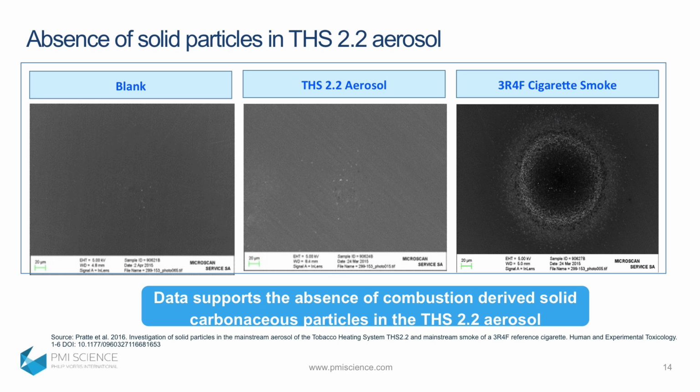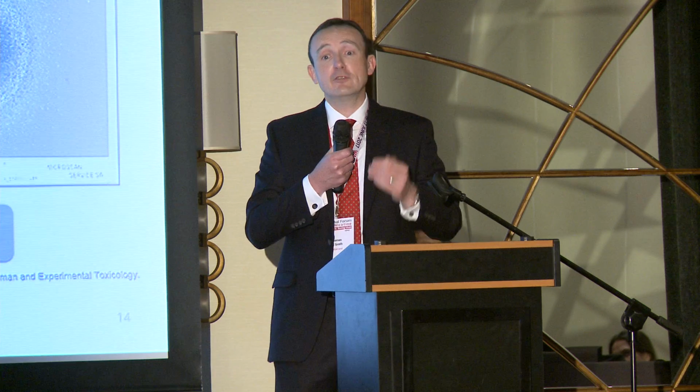In fact, when you put two joints together, you always make a very small amount of particles. If you look at the tobacco heating system 2.2 aerosol, you see exactly the same type of apparatus-generated particles. And if you take a look at what you get from a combustible product, in this case a 3R4F reference cigarette, you see a number of carbonaceous solid particles. A clear indication that you have a combustion reaction, but also showing that if you don't combust the tobacco, you don't generate solid particles.